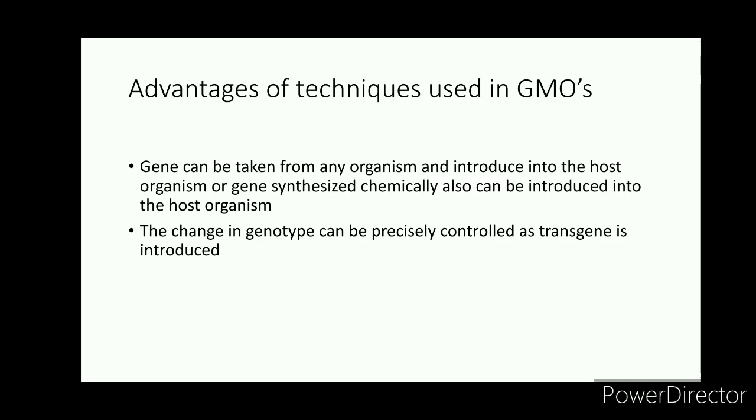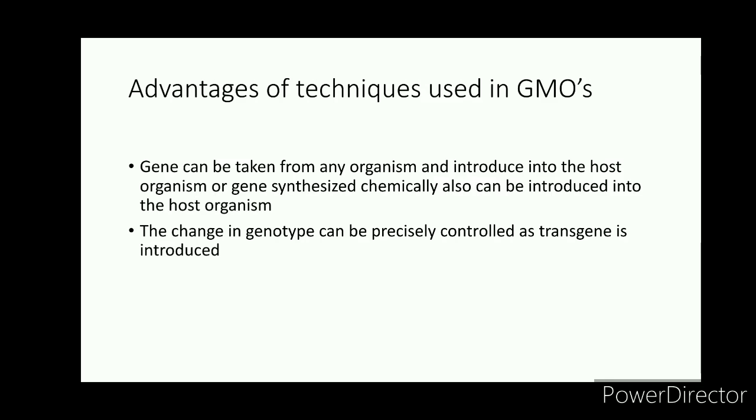The gene can be taken from any organism and introduced into the host organism, or the gene can be synthesized chemically. Whatever the required sequence of the DNA, if it is known, then using genetic engineering techniques, this gene can be synthesized chemically, that is artificially in vitro, and it can be introduced into the host organism to perform the function, right? So that is one of the advantages of the techniques used in genetically modified organisms. The gene can be taken from any organism and inserted into another organism.